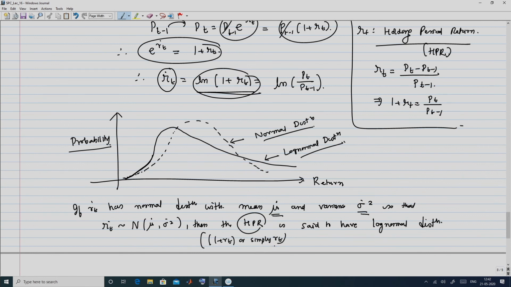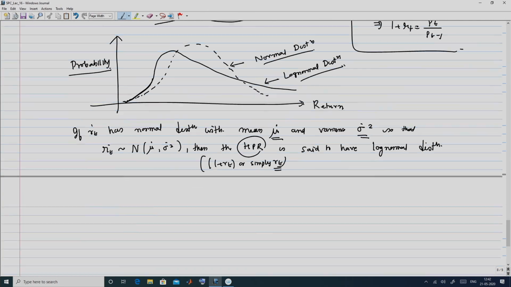So, here the random variable under consideration is r t, and since the natural log of 1 plus r t follows a normal distribution, and you remember that a log normally distributed random variable is one whose log follows a normal distribution, therefore the random variable 1 plus r t, by definition of the log normal distribution, follows a log normal distribution. So, 1 plus r t is a log normal random variate, and since 1 is just a scaling factor, 1 plus r t minus 1, that is r t, is also log normal.